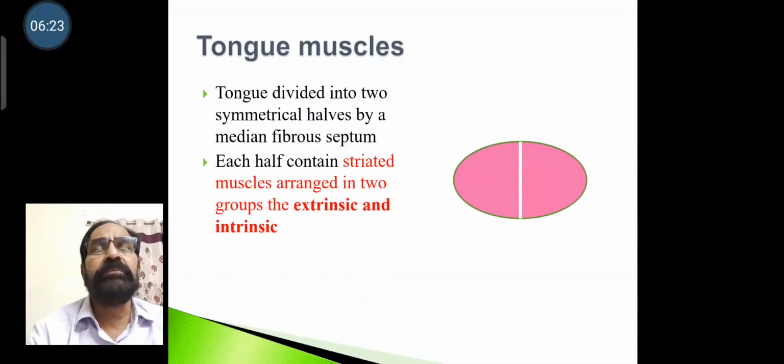Then coming to tongue muscles. Tongue is divided into two symmetrical halves by a median fibrous septum. Each half contains striated muscles arranged in two groups, that is extrinsic and intrinsic.